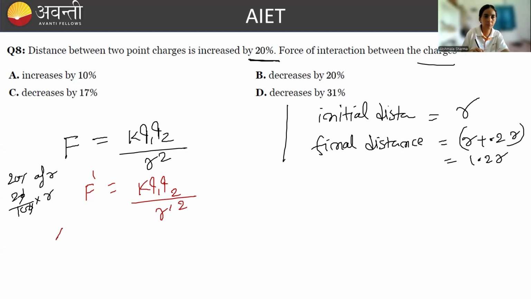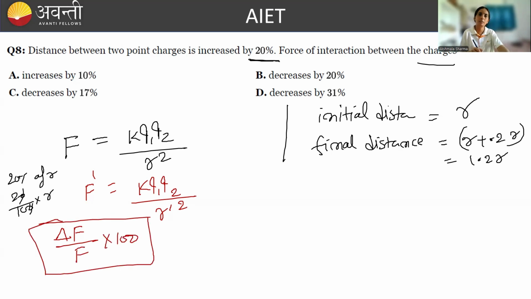So if you do here, like percentage we have to calculate. So we have to calculate change in force by force into 100. So this is what we have to calculate. Done it? So let's do this. What we can do here? So easy thing to do is, let's write here F dash by F. Okay? And this will be equal to how much? This will be equal to R dash का square by R का square.